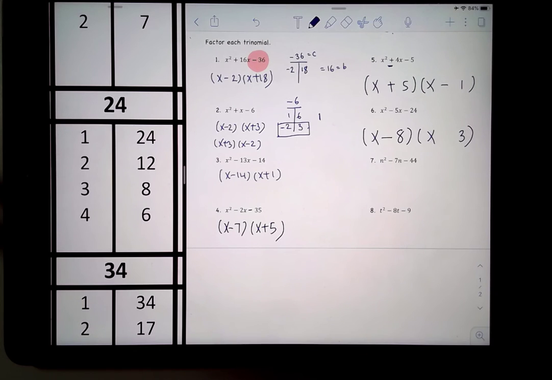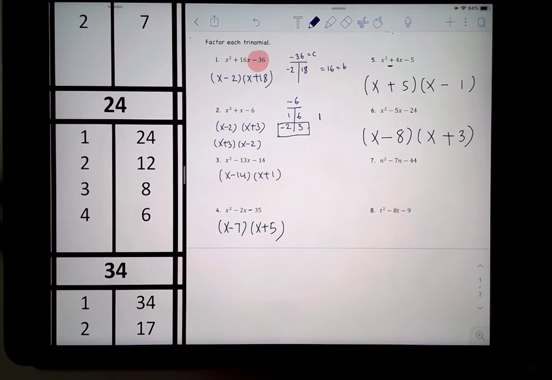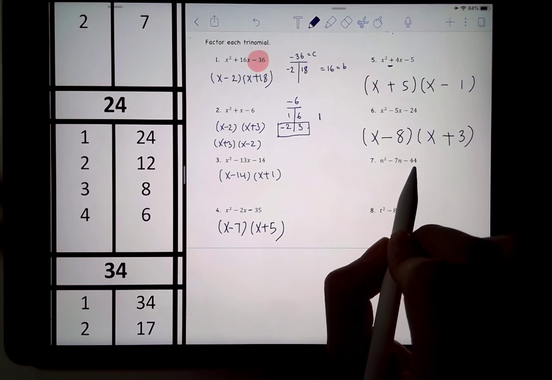And you need to get two different signs. So negative 8 and plus 3. If you like this, you can do this. I'm just showing you as much as possible. Alright? So, and now I want to go to 44.